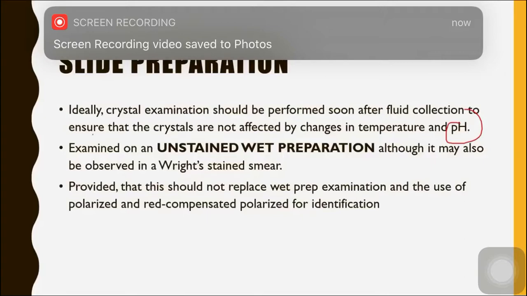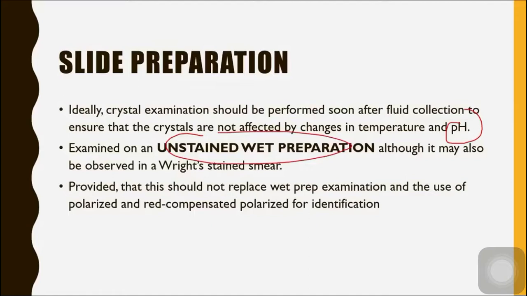Usually for crystal analysis and identification, we should use a stained wet preparation, although we can also use a Wright stain smear. But the ideal specimen preparation is still the wet preparation. Aside from that, we can also use polarized microscopy as well as red compensated polarized microscopy for identification.